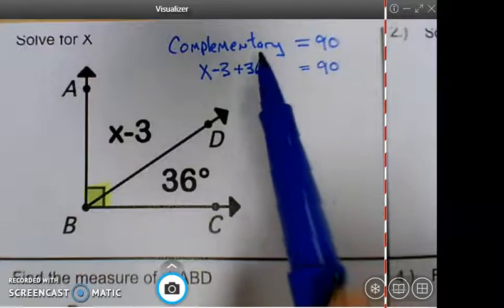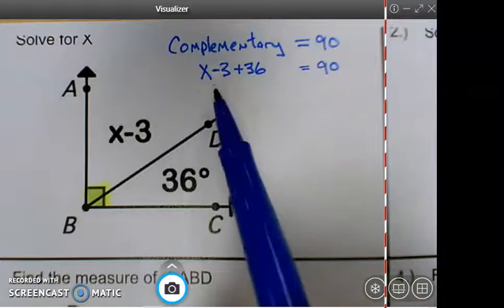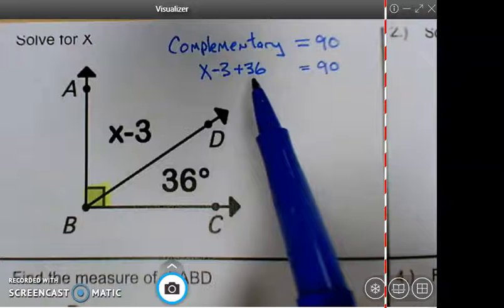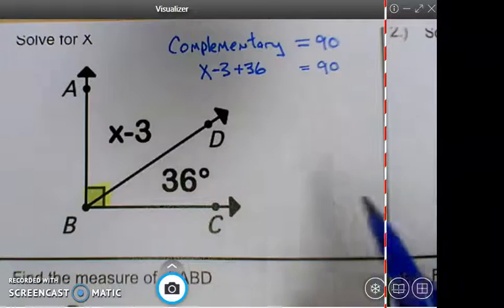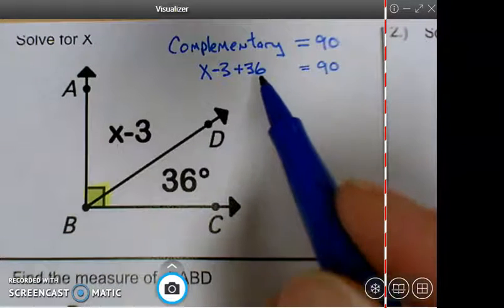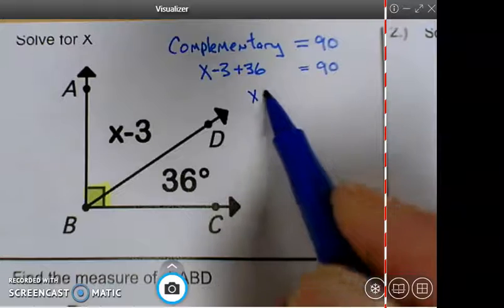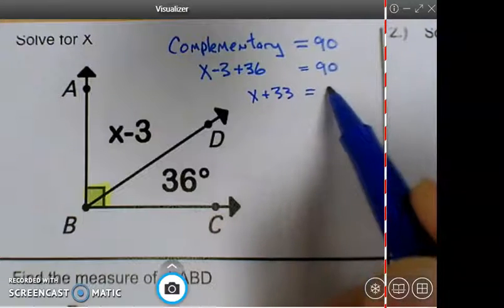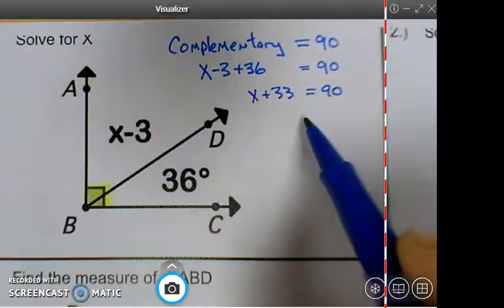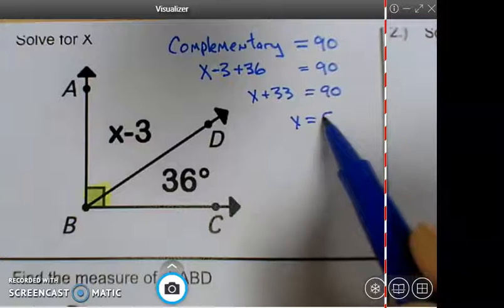As you can see, these two angles here are complementary, so I'm going to add them up. X minus 3 plus 36 is going to equal 90. Now it's just using your algebra skills. That's x plus 33 equals 90. Subtract 33 from both sides, and x equals 57.